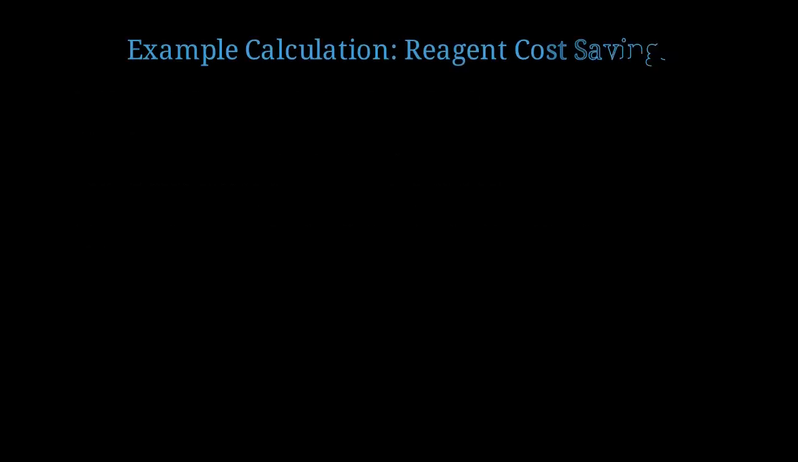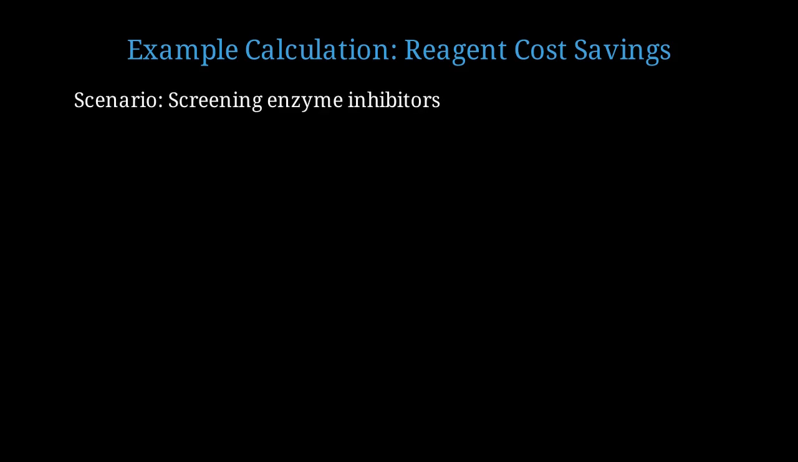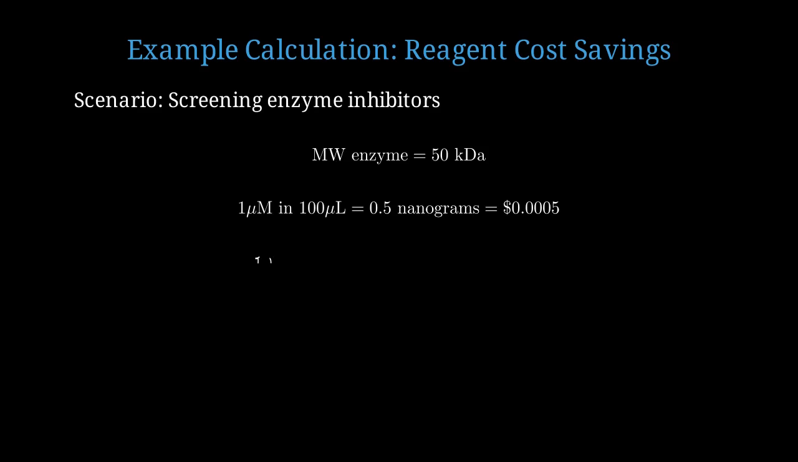Let's do one more detailed calculation about reagent cost savings, because this is often the most compelling argument for droplet microfluidics. Imagine you're screening potential enzyme inhibitors. Your enzyme costs $1,000 per milligram, and you need 1 micromolar concentration. Let's say the enzyme has a molecular weight of 50 kilodaltons. 1 micromolar in 100 microliters requires 0.5 nanograms of enzyme, which costs half a thousandth of a dollar per well. For 1 million tests in traditional format, that's $500 just for the enzyme, not counting other reagents, plates, or equipment.